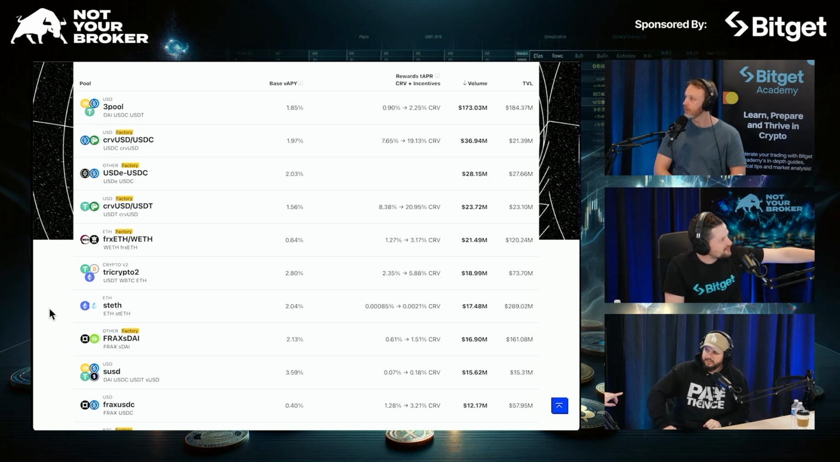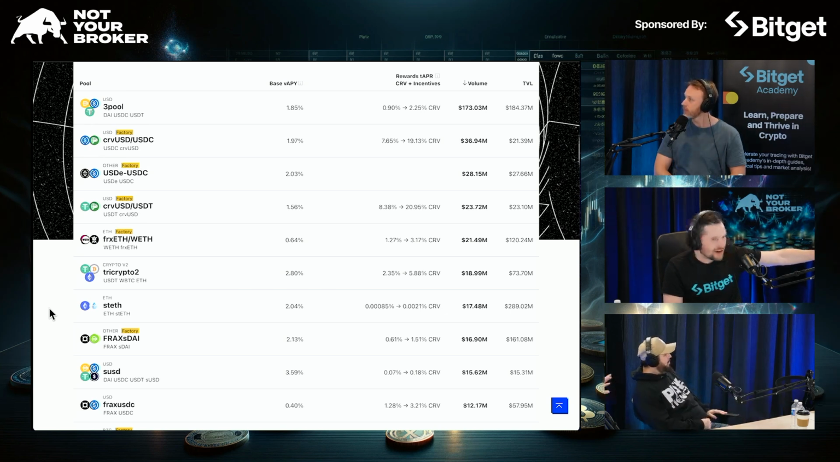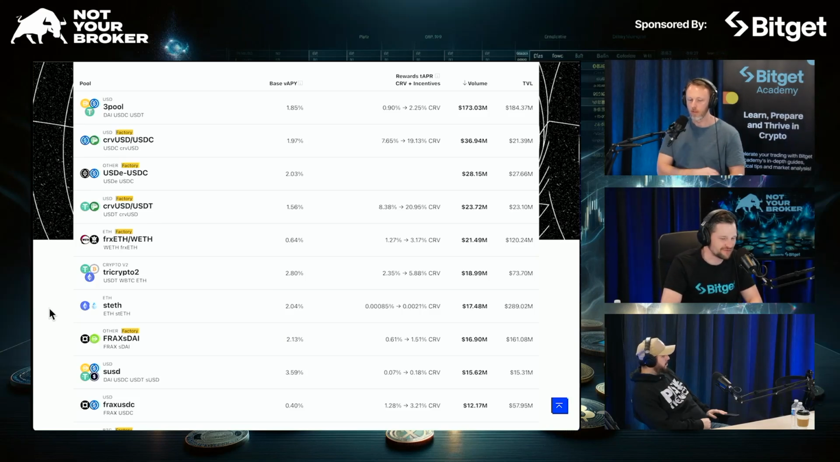Can you explain, Pat, just the different pools here, what they are, how they work, and when someone looks at this screen, especially if they're not native to the space, how they should think of these different pools?